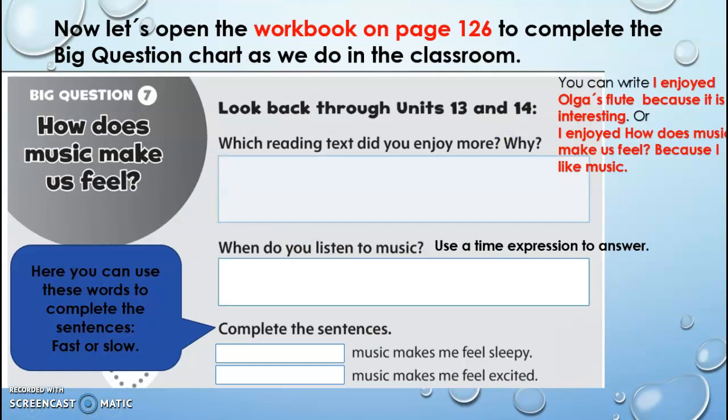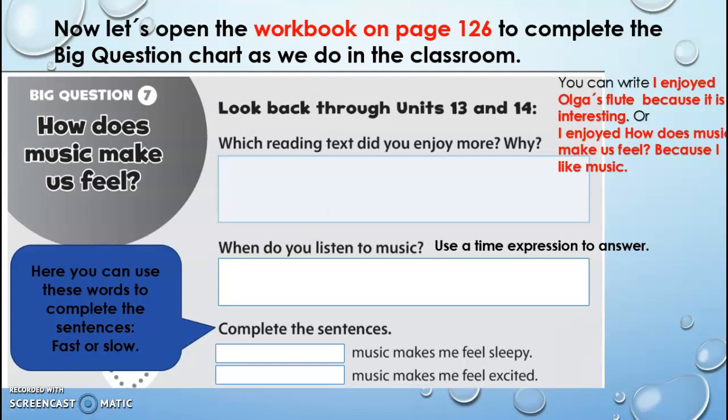Now, you will open the workbook on page 126 and we will complete the big question chart as we do in the classroom. What does it mean? That you have to remember that this question, how does music make us feel, is related to unit 13 and unit 14. Remember, in unit 13, you read information about how music makes us feel. That was a text to read.